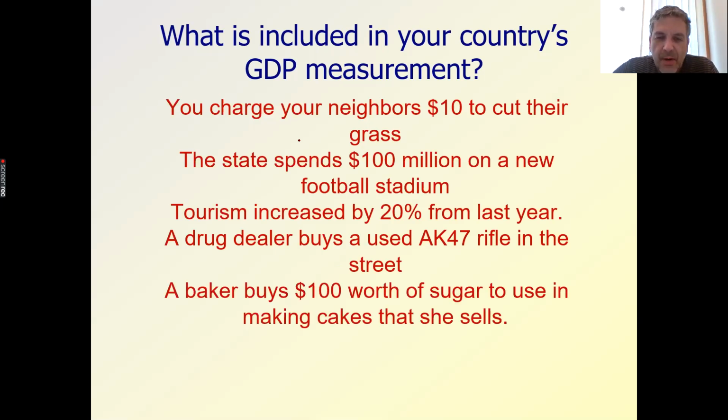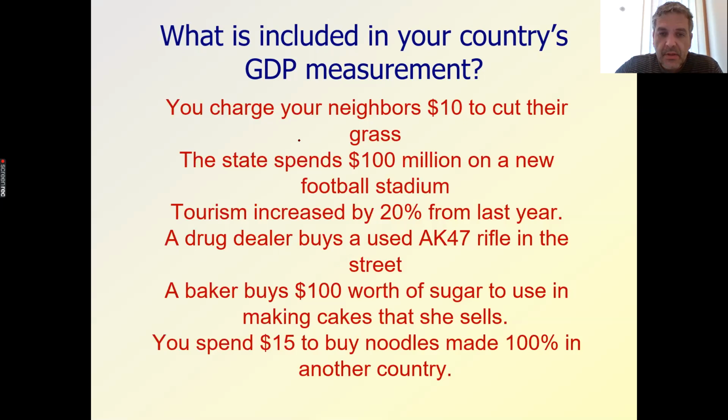A baker buys $100 worth of sugar to use in making cakes that she sells. Is this sugar expenditure included in the GDP? You spend $15 to buy noodles made 100% in another country. Actually, the noodles were made in another country, and you are spending that $15 to buy those. Are they included in your GDP?